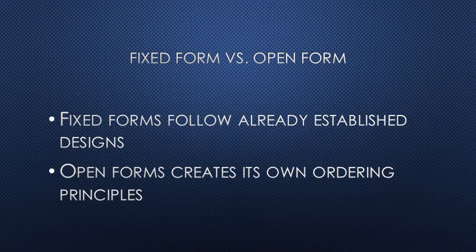Now, open forms create their own ordering principles. They don't have a set rhyme scheme or a set rhythm or meter. Usually the poet is using internal principles of their own. They may create their own, or they may just want to make sure that things sound a certain way, but they don't follow already established principles. So free verse and blank verse don't follow them. Now, blank verse is often iambic pentameter, but it doesn't rhyme. Free verse doesn't worry about being any particular meter or whether it rhymes or not. It might not.